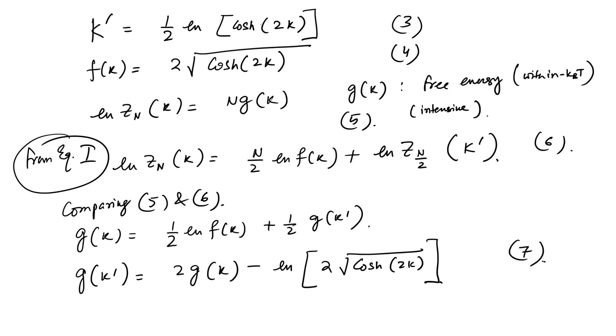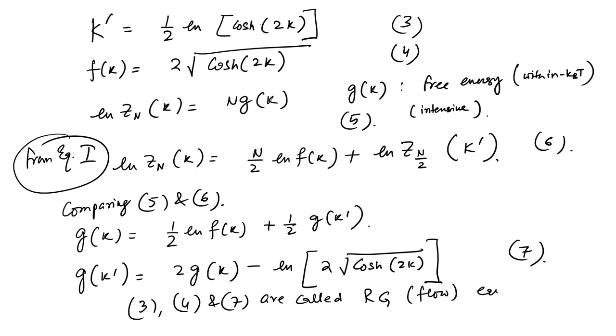Okay, and let's call this equation 7. So that's basically your g of k prime in terms of g of k. These 3, 4, and 7 are called RG equations, or they are called flow equations, because the coupling constant flows. Okay, if the partition function is known for a particular k prime, then one can generate it using this recursion relation for a different k, after one has done this decimation.